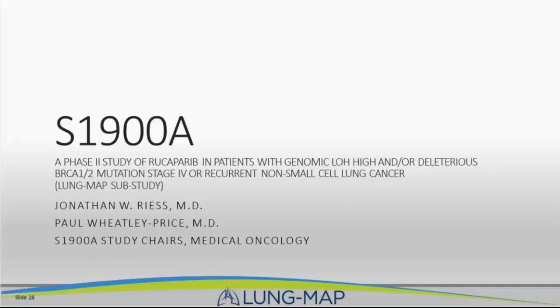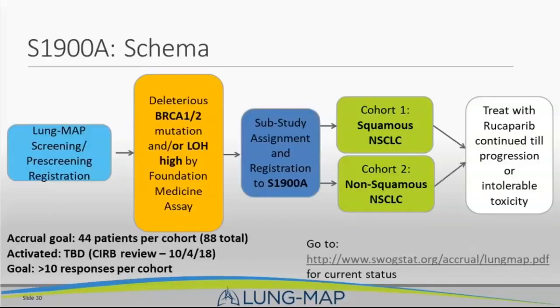In terms of the study, this is SWOG 1900A, a phase 2 study of rucaparib in patients with genomic LOH high and/or deleterious BRCA1 mutations in stage 4 recurrent non-small cell lung cancer. And I'm going to talk a bit more in the further slides about the biomarkers that we're using to screen for this study.